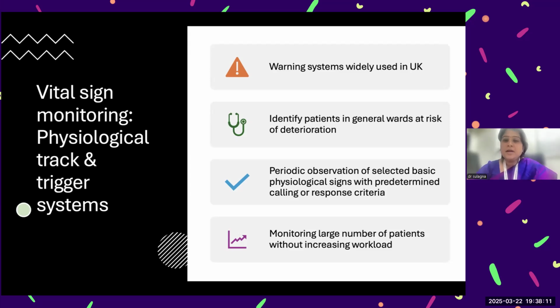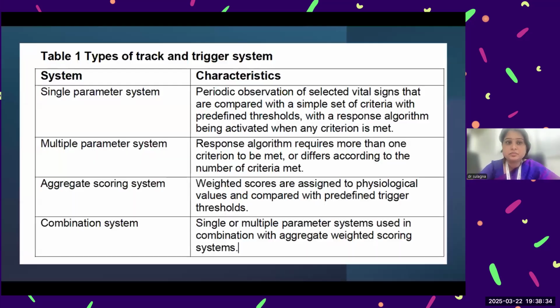It identifies patients in general wards at risk of deterioration. The periodic observation of selected basic physiological signs with predetermined calling or response criteria is central to the use of warning systems, and it helps in monitoring a large number of patients without increasing workload for the nursing personnel.